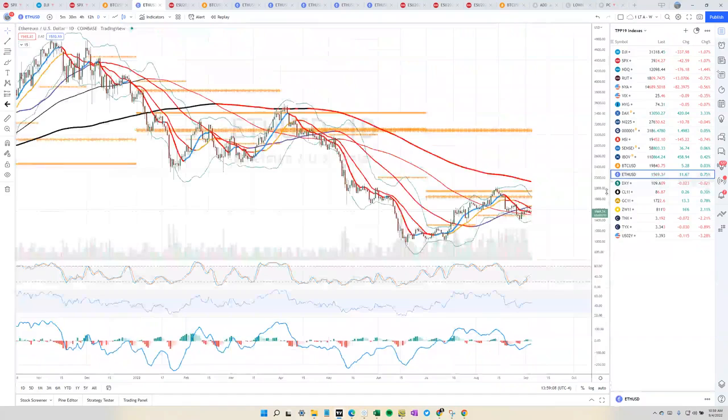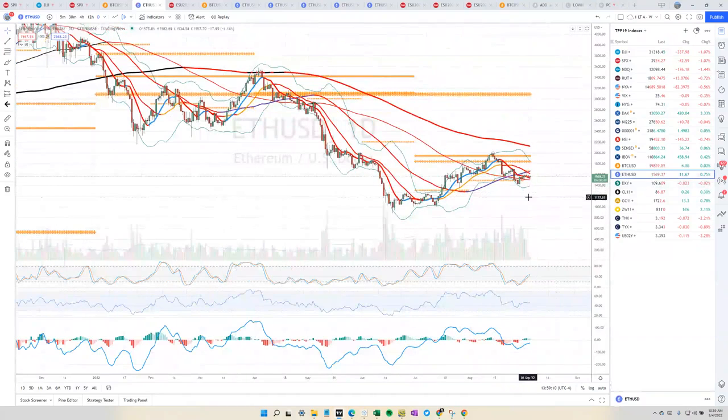And then Ethereum is doing a little bit better. It is below all pivots. It's right now above the 10 MA and 20 MA, but below the 50 and 200. So it's holding up, but in an environment of everything else going down, at some point Ethereum is going to cave as well.